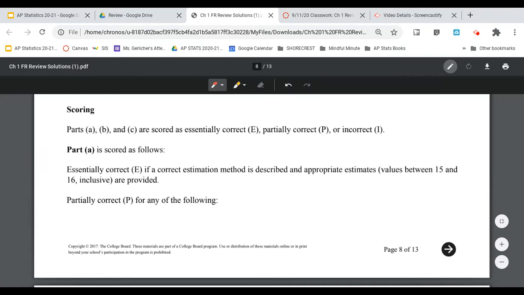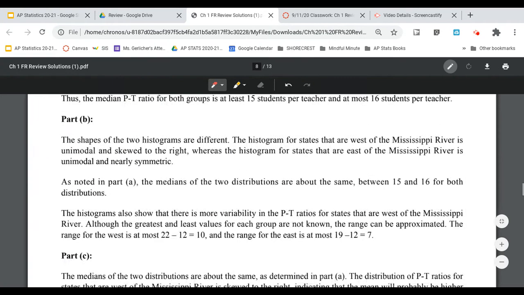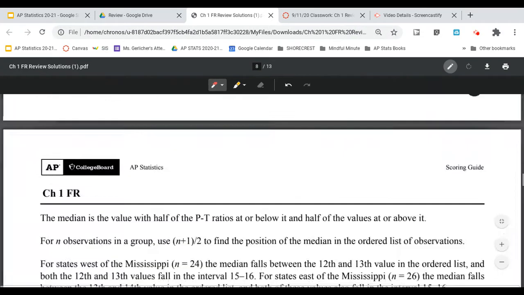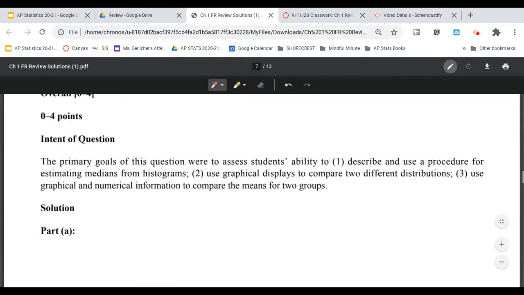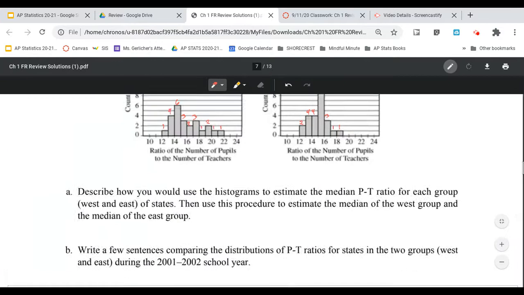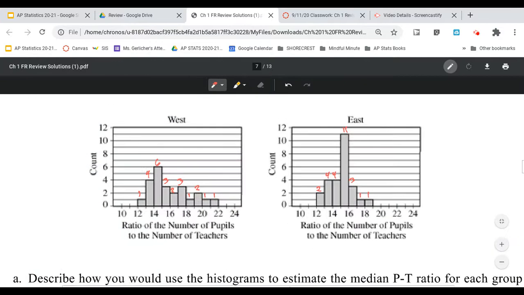Okay, so for essentially correct for part A, they are looking for a correct estimation method is described and approximate estimates. They're saying it's between 15 and 16. So describing the method and giving an answer. How you describe the method, there's lots of ways to do it. The one that they did in this packet is pretty formal. You do not need to be that formal to get full points. In general, the method is this.